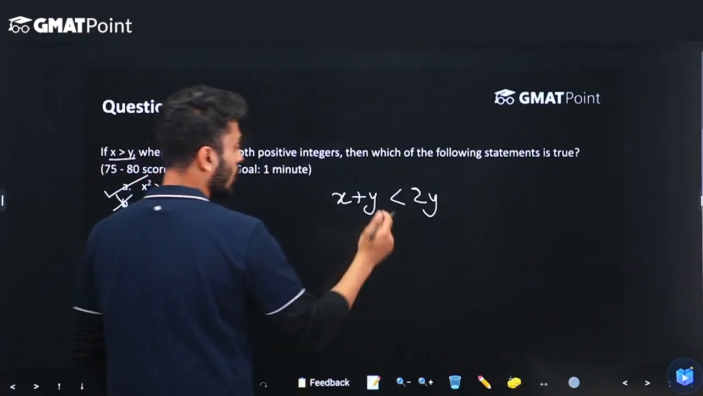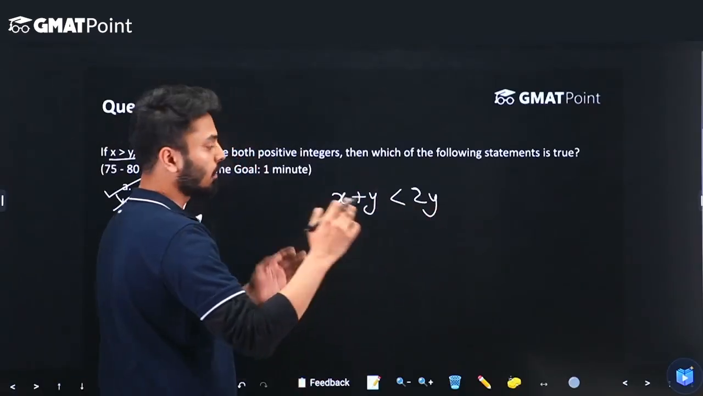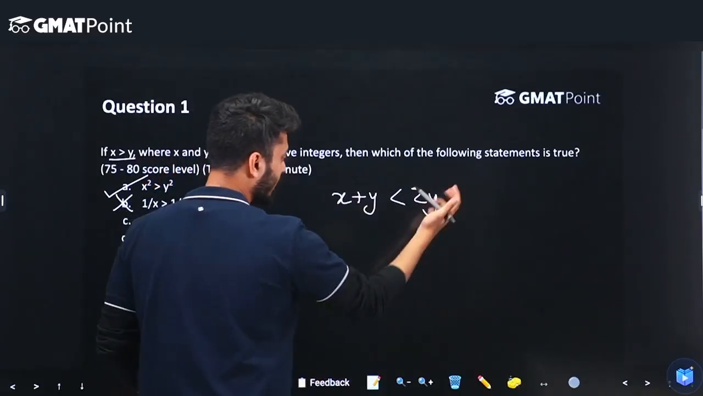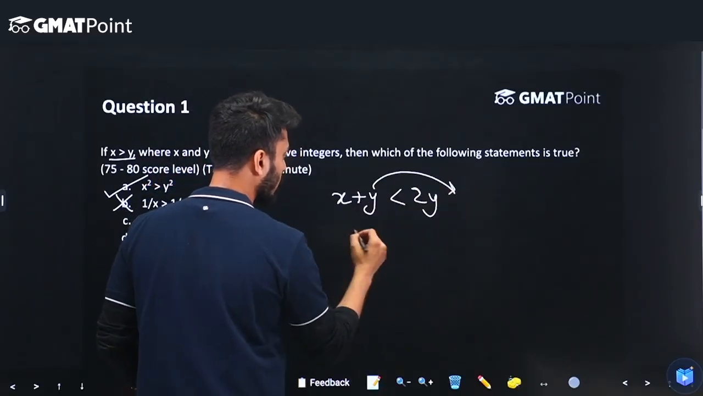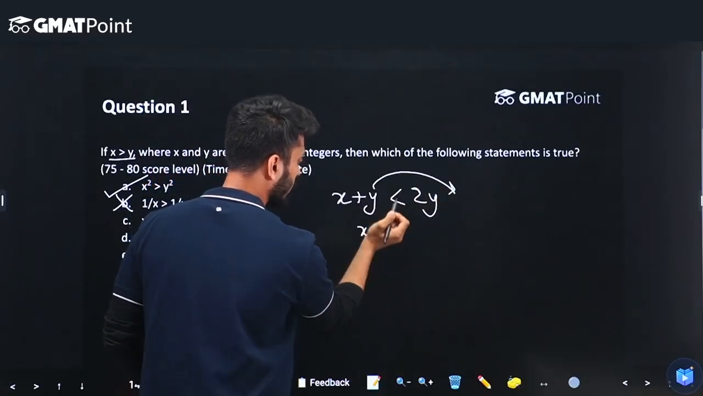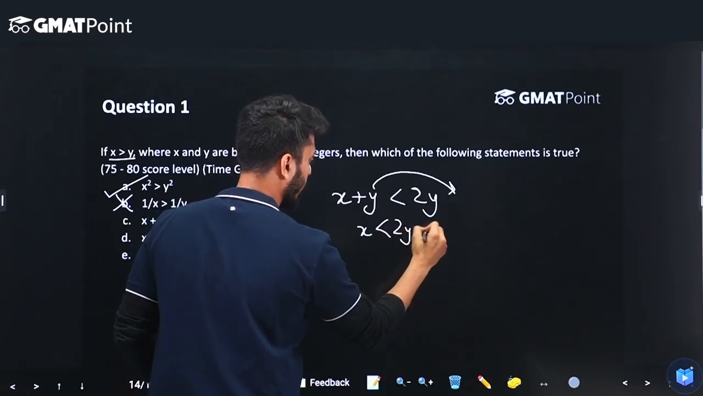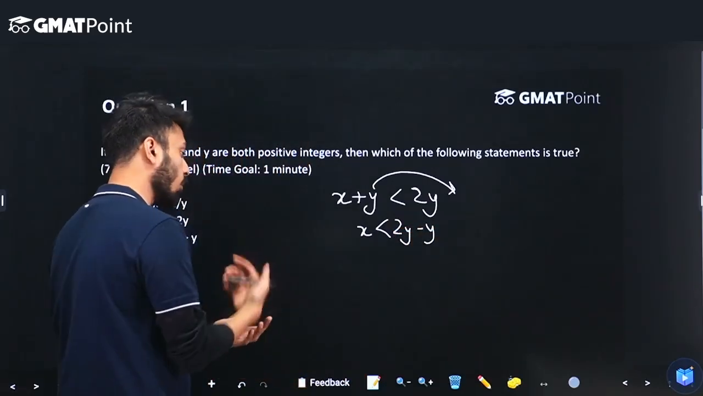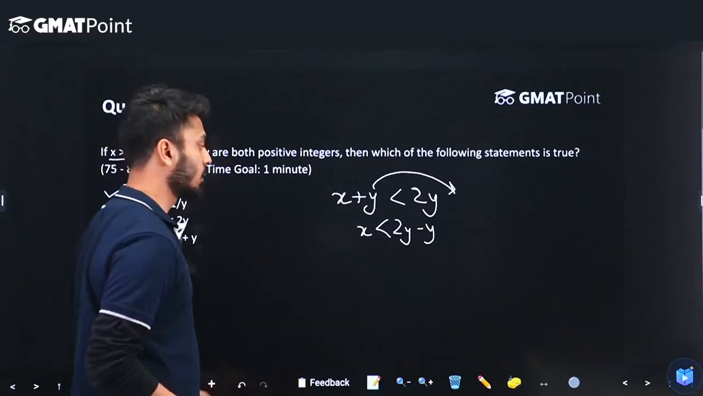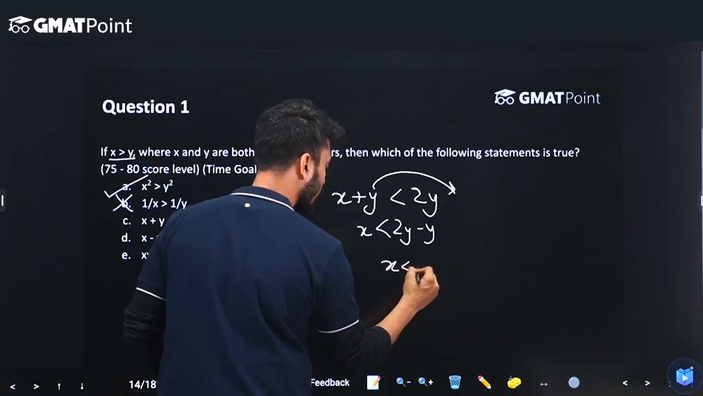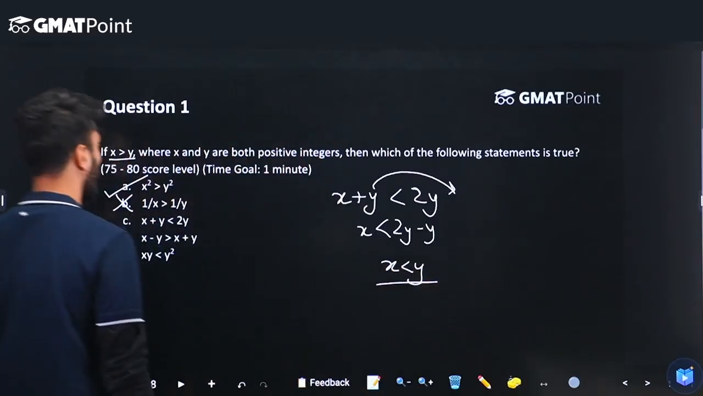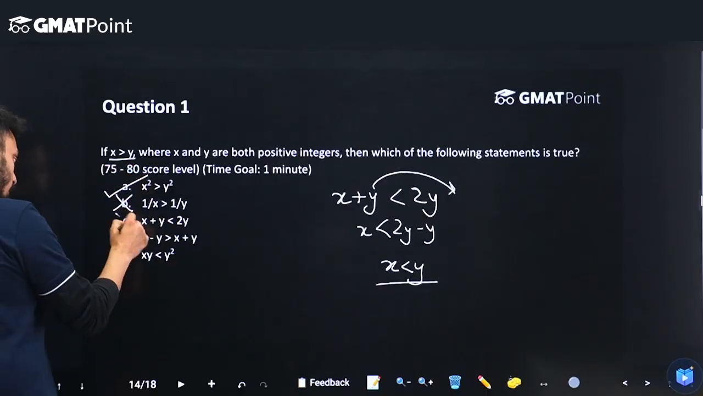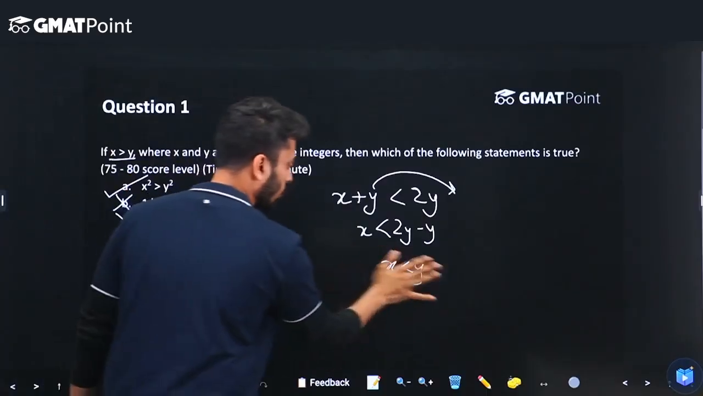And that is moving added or subtracted terms from one side to another. In this case, you can simply move this over here to get x less than 2y minus y. This is an operation that you can do in equations that you can also do in inequations. This gives me x less than y, which contradicts our question statement over here. So option C is also wrong.